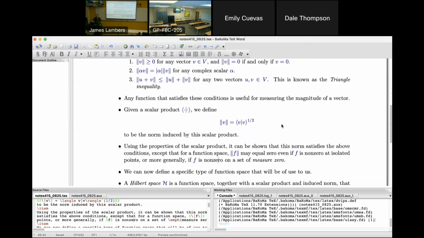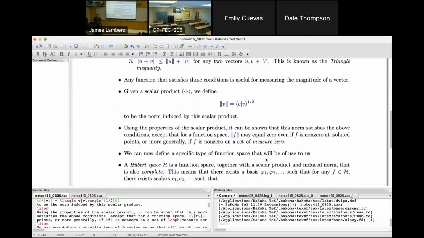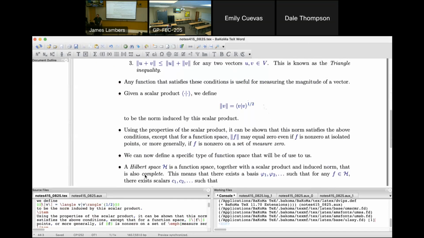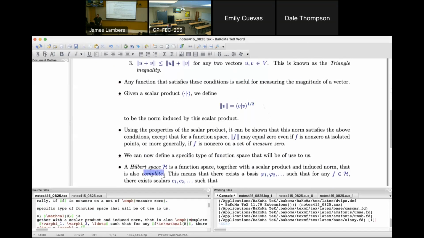Okay. So now to define a function space, a Hilbert space is equipped with a scalar product and a norm based on that scalar product. So a norm defined using this equation here. And this is an important criterion for it to be called a Hilbert space. The space has to be what's called complete.